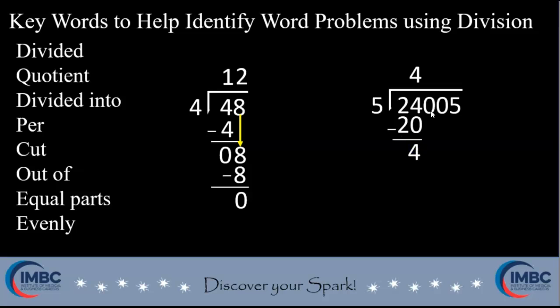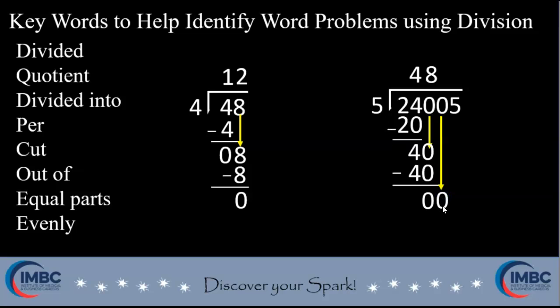We bring down the next digit, which is a 0. We see how many times 5 can go into 40. 5 goes into 40 8 times. We place the 8. 5 times 8 is 40. We write it here. We do the subtraction. 40 minus 40 is 0. We're ready to bring down our next digit. Our next digit's a 0.